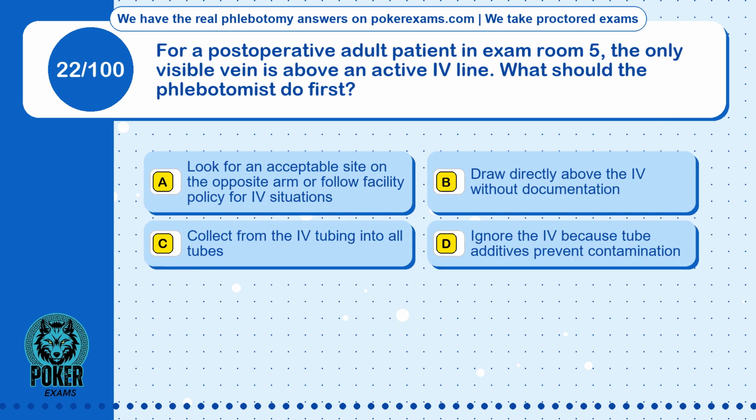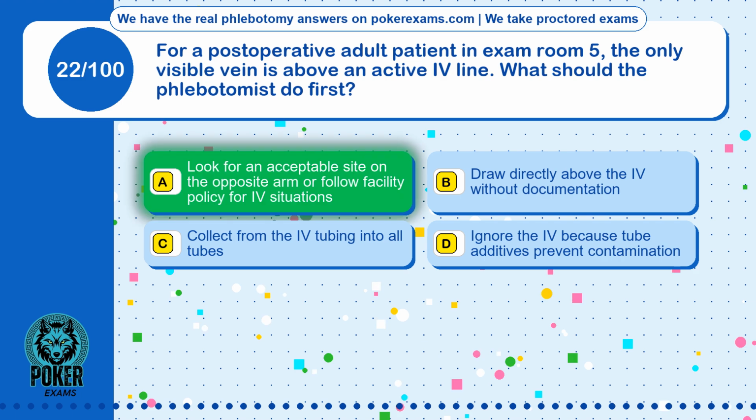Question 22. For a postoperative adult patient in exam room 5, the only visible vein is above an active IV line. What should the phlebotomist do first? Option A. Look for an acceptable site on the opposite arm or follow facility policy for IV situations. Option B. Draw directly above the IV without documentation. Option C. Collect from the IV tubing into all tubes. Option D. Ignore the IV because tube additives prevent contamination.